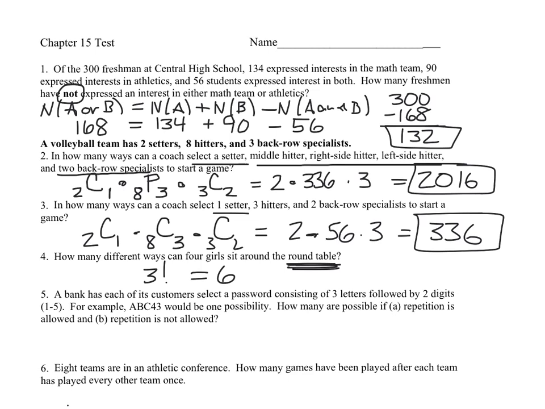Number 5, a bank has each of its customers select a password consisting of 3 letters followed by 2 digits, digits 1 through 5. For example, this is a possibility. How many possibles if repetition is allowed? So if repetition is allowed, we need to have a letter, so 26, another letter, and then 2 digits, 5 and 5. So it would be 26 cubed times 5 squared, and I'll let you do that math.